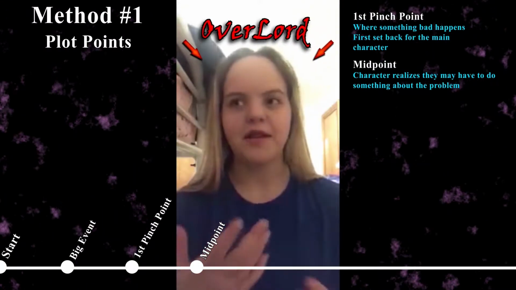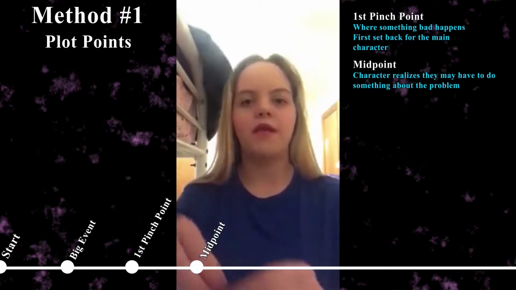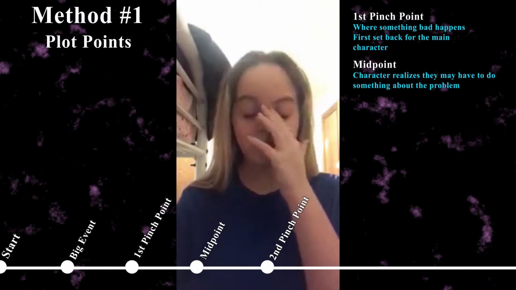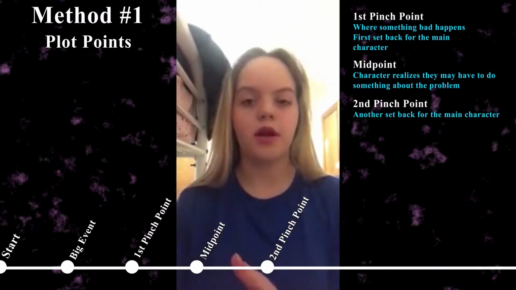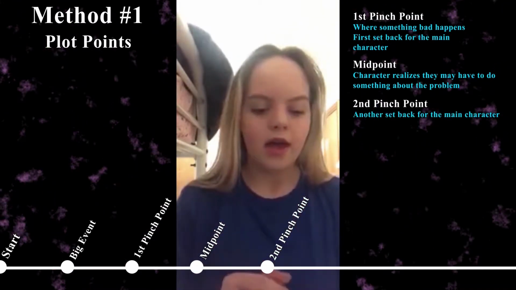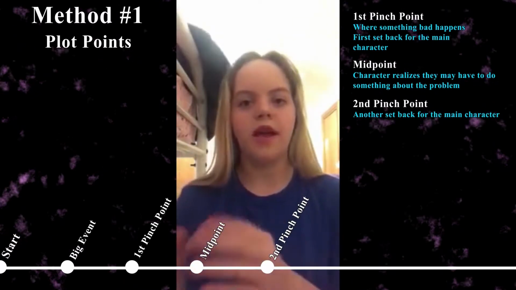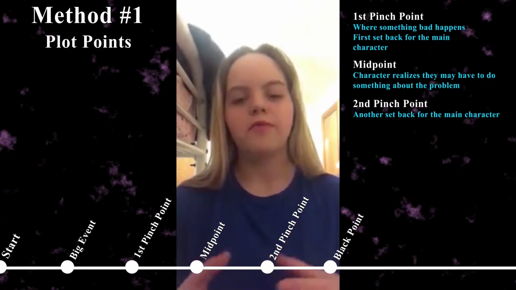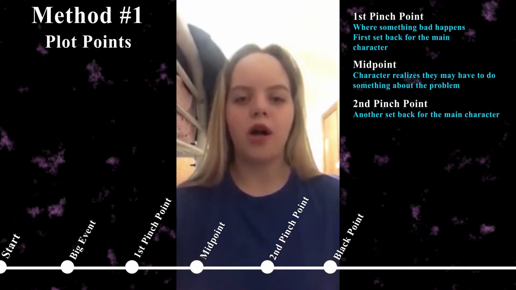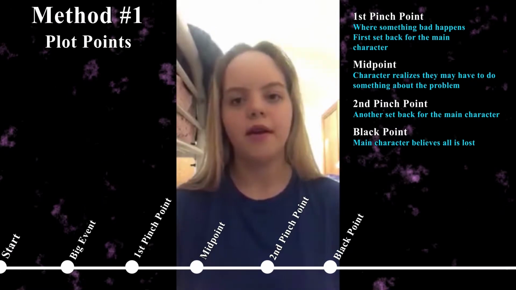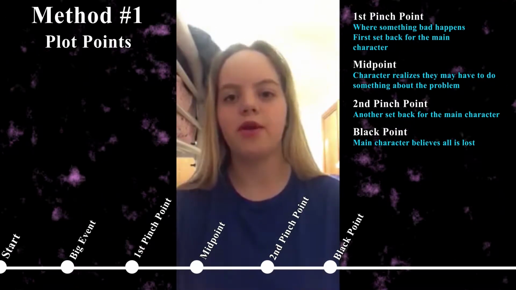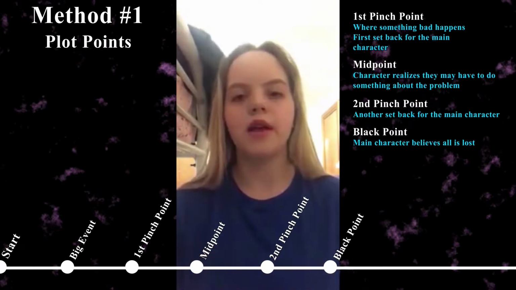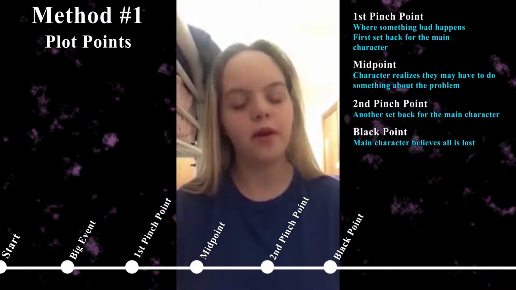I write fantasy. That's why I said overlord. And then after that, there's pinch 2, which is another point, which is yet again another setback. And then the next point is called the black point, and it's where the character thinks all is lost and that he is worse off. He should have never done a bunch of things. And everybody seems to be turning on him. Whatever that is, just things are not looking too great for him.